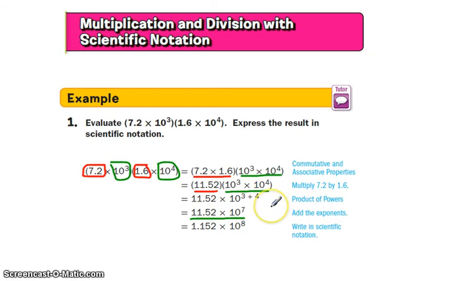The problem is that's not really written in scientific notation because of that decimal point. That decimal point needs to be swung over one place. So we've moved that decimal point one place, but when we do that, that changes our exponent. We have to add 1 onto it. So it changes from a 7 to an 8. Okay? So your final answer is 1.152 times 10 to the 8th. Okay?